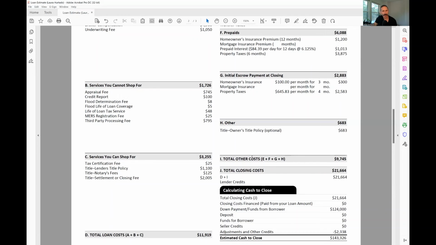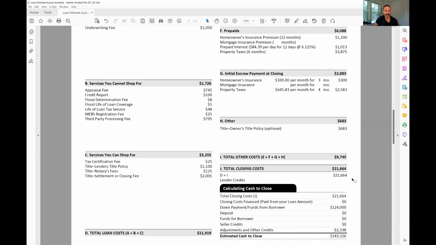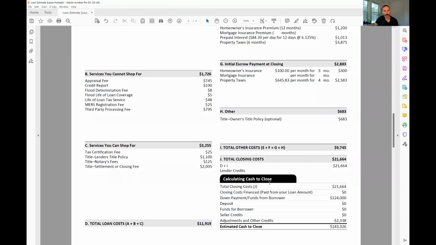And then you could see that all the costs are covered here. So section I, that's all the costs in E, F, G, and H. Again, it's $97.45. That was on the first page in that closing cost section. And then J is the total of D, which is the bottom left-hand corner here, and I, right? So it makes up that. So that's $21,664.